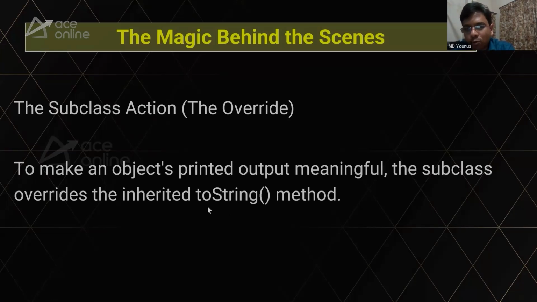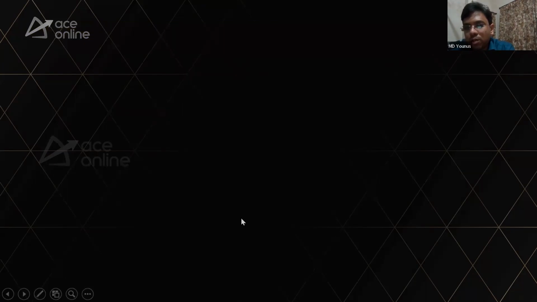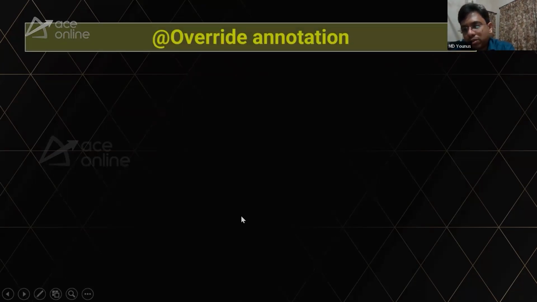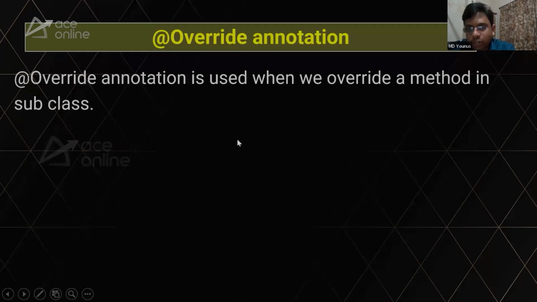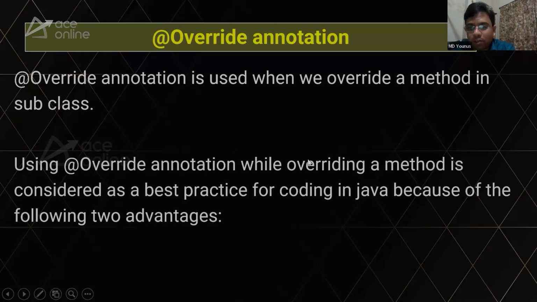So the subclass overrides the inherited toString method, to make an object's print output meaningful. You can override this toString method and change its behavior. We have also seen the @Override annotation. While overriding a method, we use @Override as a best practice for coding, for the following two advantages.